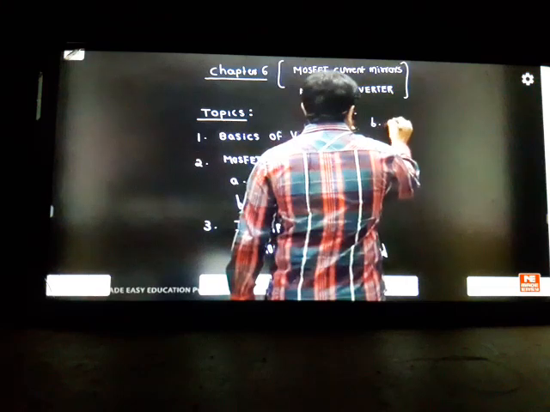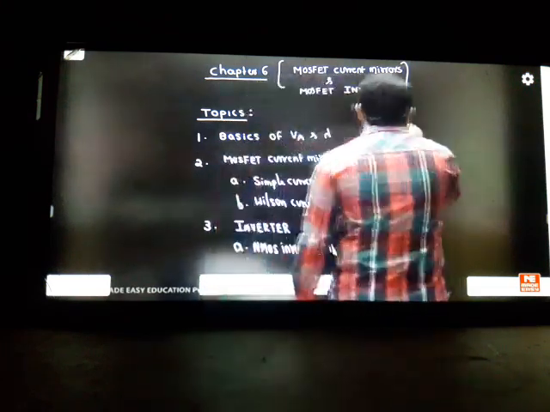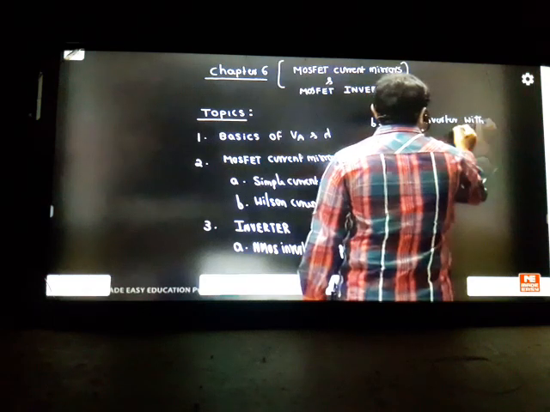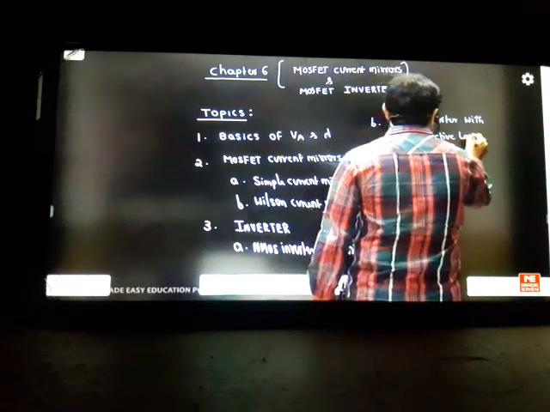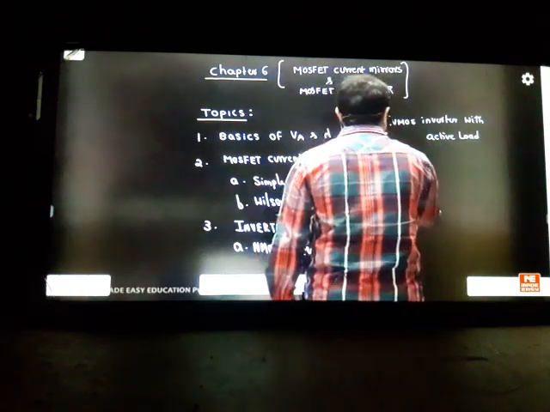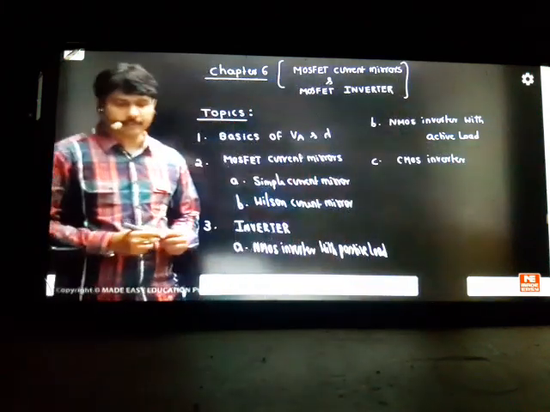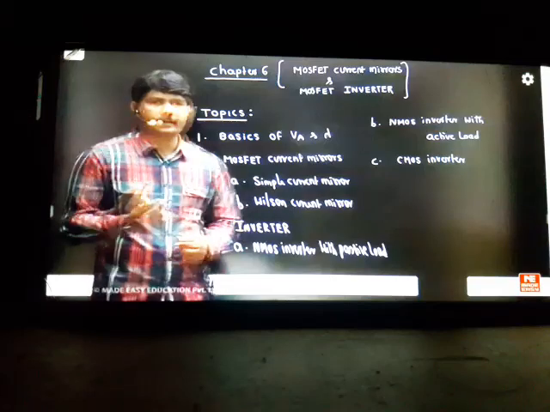Second one, the NMOS inverter with active load. Next design is the NMOS inverter with active load. The last one we have is the CMOS inverter. So we have three topics to cover. First, we start with NMOS inverter with passive load designs. After that, we go to active load techniques. Lastly, we have CMOS inverter techniques.